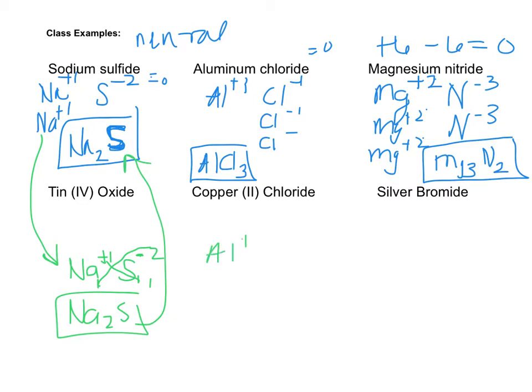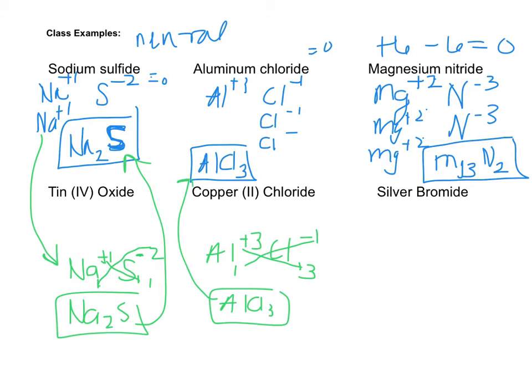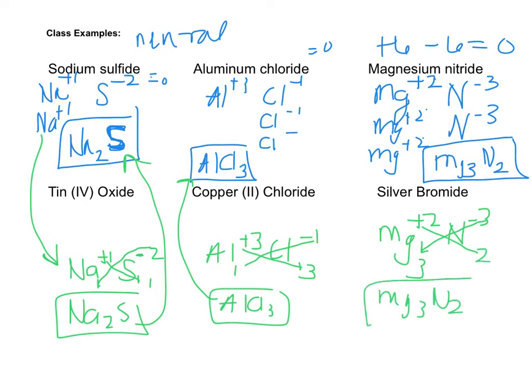So aluminum was +3, chlorine was -1. I call this swap and drop. If the number is not there, you assume it's a 1. AlCl3. Doesn't that match? So, quote unquote, the shortcut is once you write your ions, you can swap and drop those numbers. The charges disappear. So the 3 swaps here, this one swaps there. We get Mg3N2.